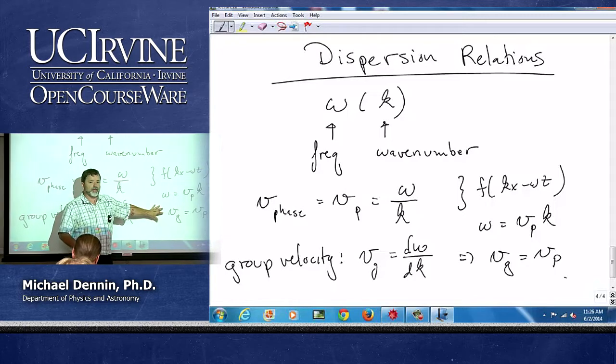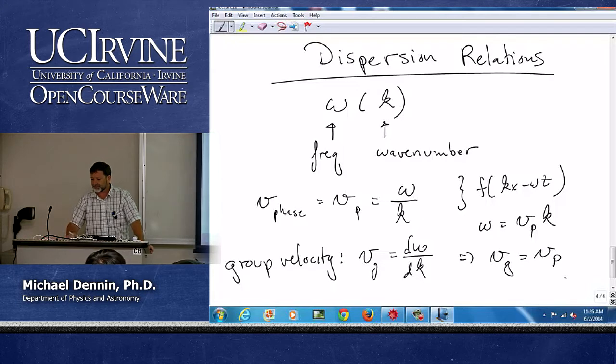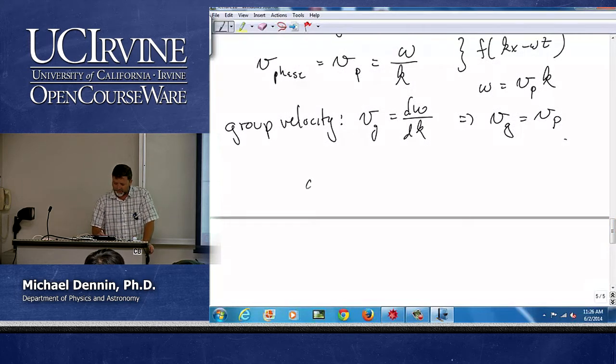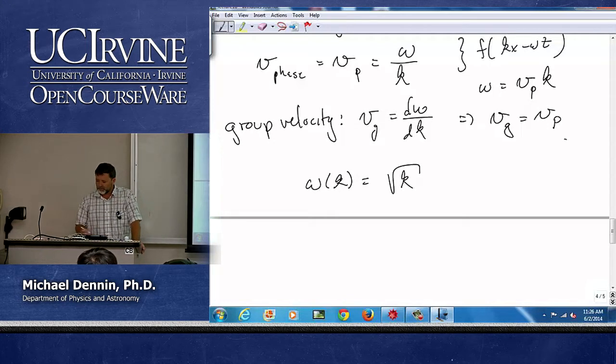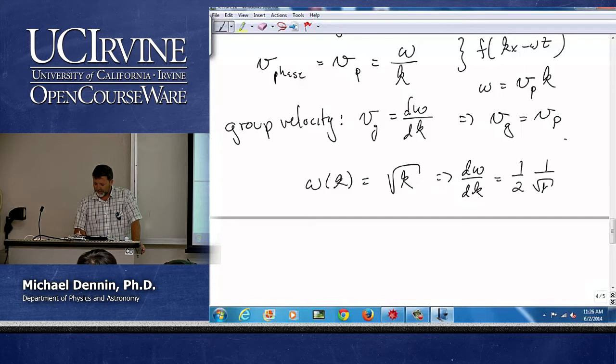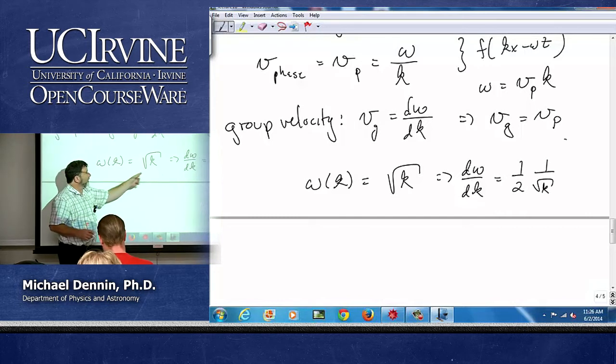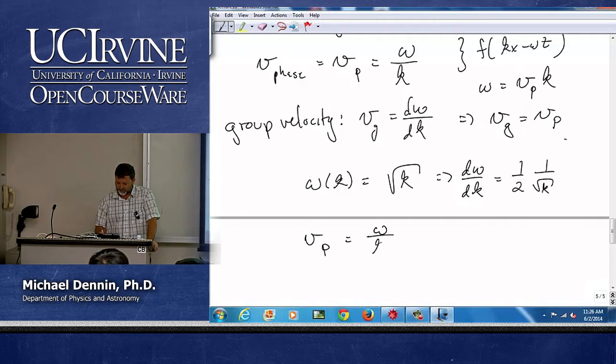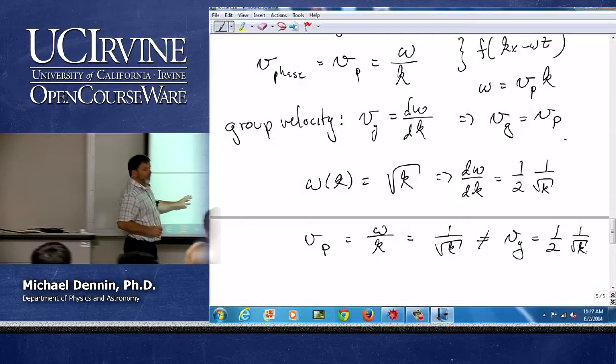But there are lots of examples of nonlinear waves where this is not true. So for instance, I might have omega of k equal to the square root of k. This happens in some surface waves. And now the group velocity is very much not the same as the phase velocity, because the group velocity is now 1/2 1 over the square root of k. That's the derivative of this. But now if I do omega over k, the phase velocity is just 1 over the square root of k, which does not equal the group velocity, which is 1/2 the 1 over the square root of k. So the two are different.